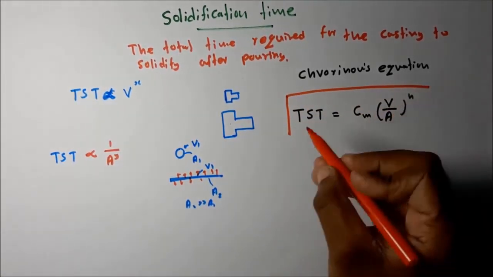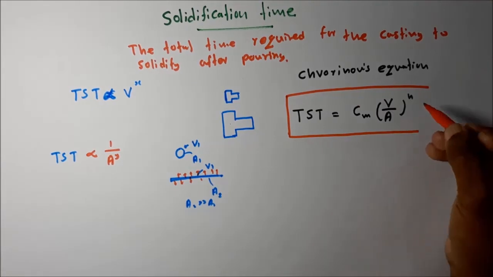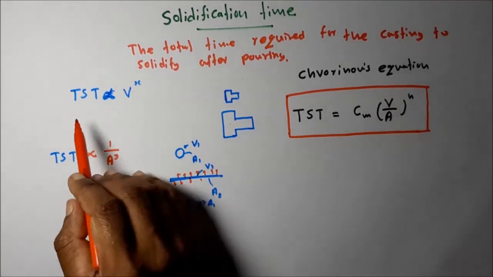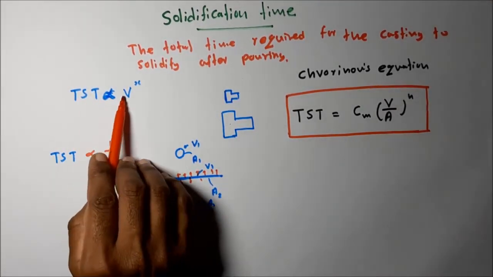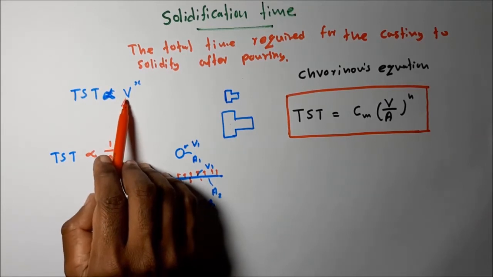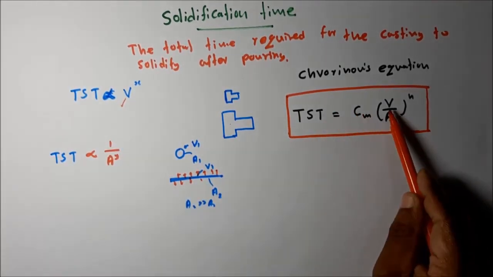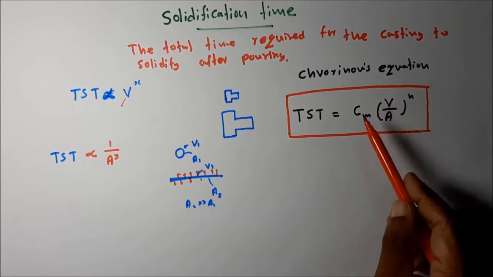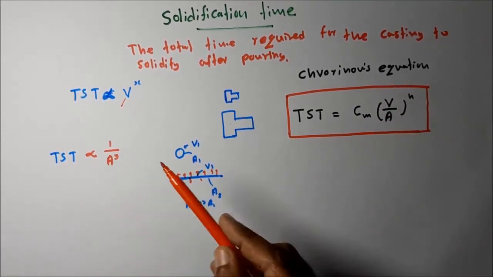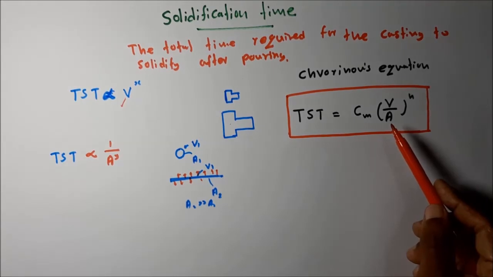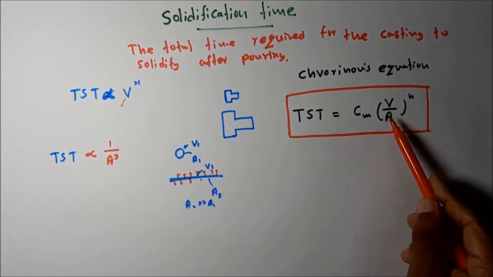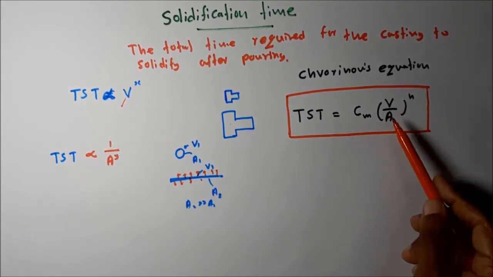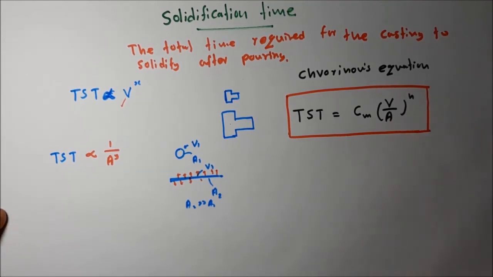You can see that the relationship is also included in this equation. What is the relationship? Total solidification time is proportional to the power n of V, and the total solidification time is inversely proportional to the surface area of the casting, to the power of n. Then what is meant by this Cm?